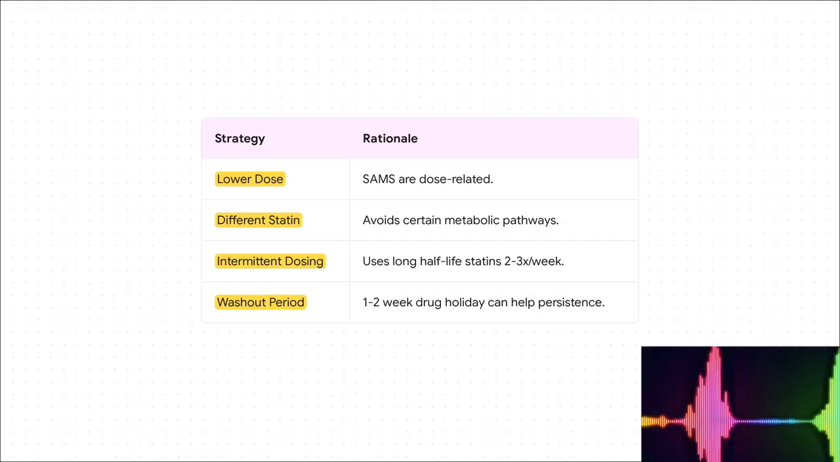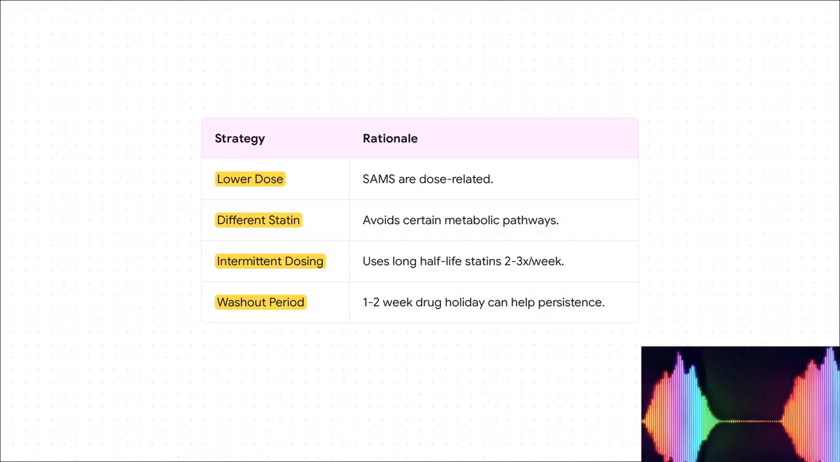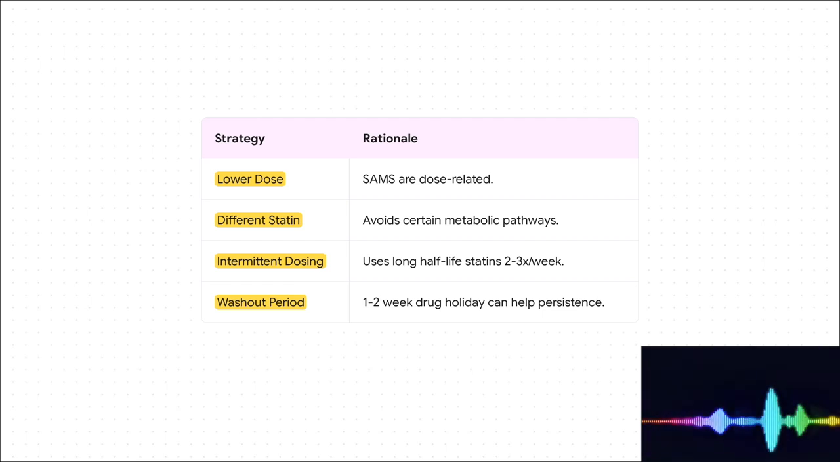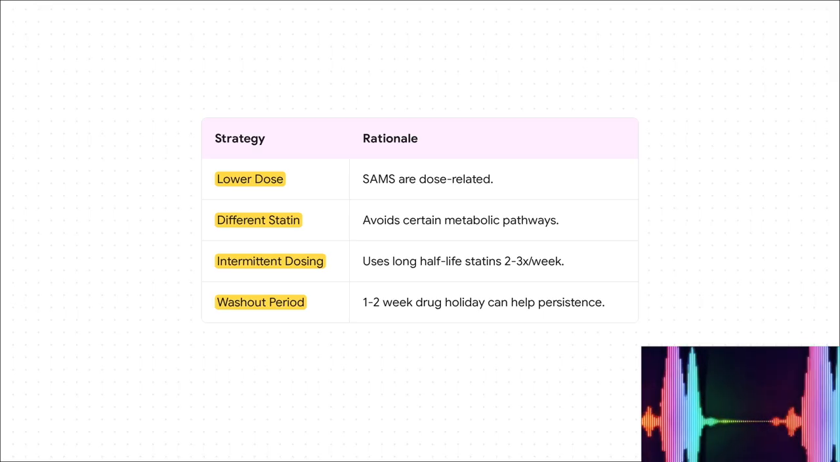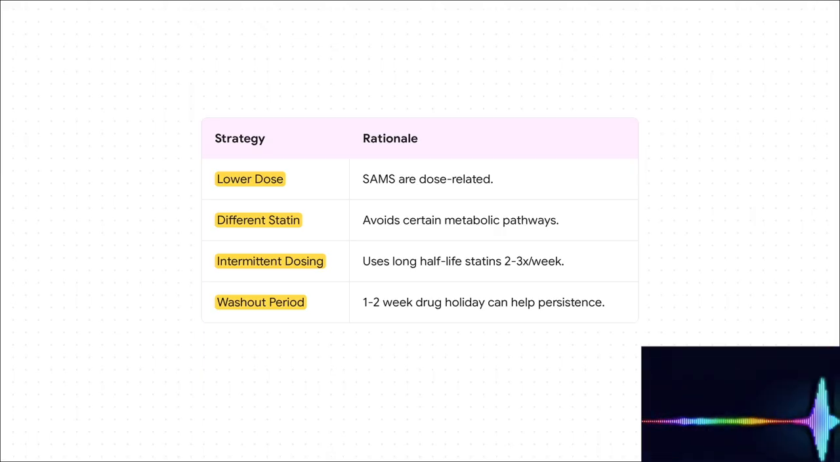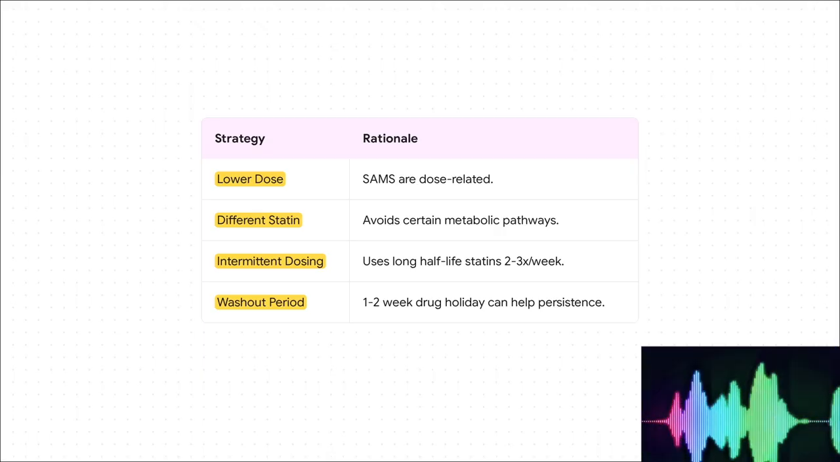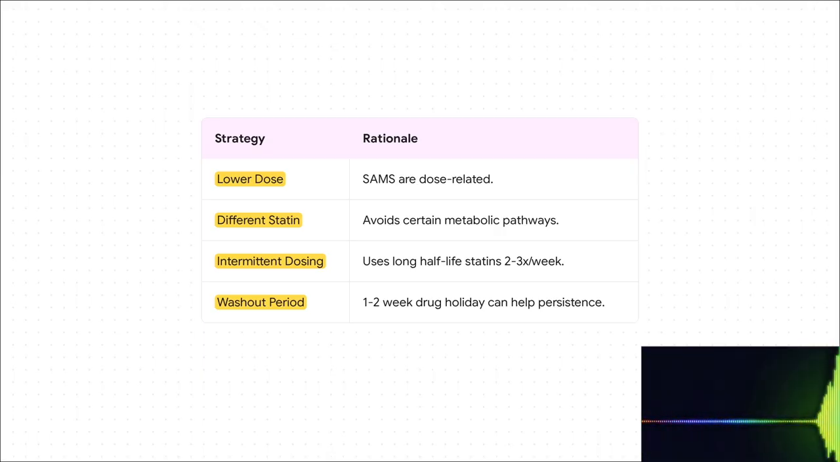Next up, it's time to get creative with your dosing. The muscle symptoms are often dose-related, and you get the biggest bang for your buck with the starting dose of a statin anyway. So, you've got options. You can go to a lower dose. You can switch to a totally different statin that uses a different metabolic highway, like pravastatin. You can even try intermittent dosing, like 2 or 3 times a week with the long-acting ones. And sometimes, even just a short 1 or 2 week drug holiday can work wonders.